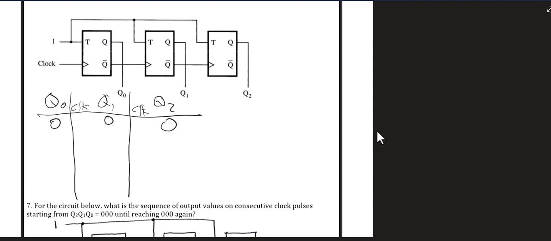I'm going to start with Q0 because it's just a T flip-flop with the clock, so it'll be easiest to deal with. Its input is a constant 1. 1 toggles. That means every time the active edge of the clock happens, it's going to toggle because the input is always 1. So at the first active edge of the clock, it'll be 1. At the next active edge, it'll be 0. At the next, it'll be 1. And so this was for the first 3 time instants. So that one was easy.